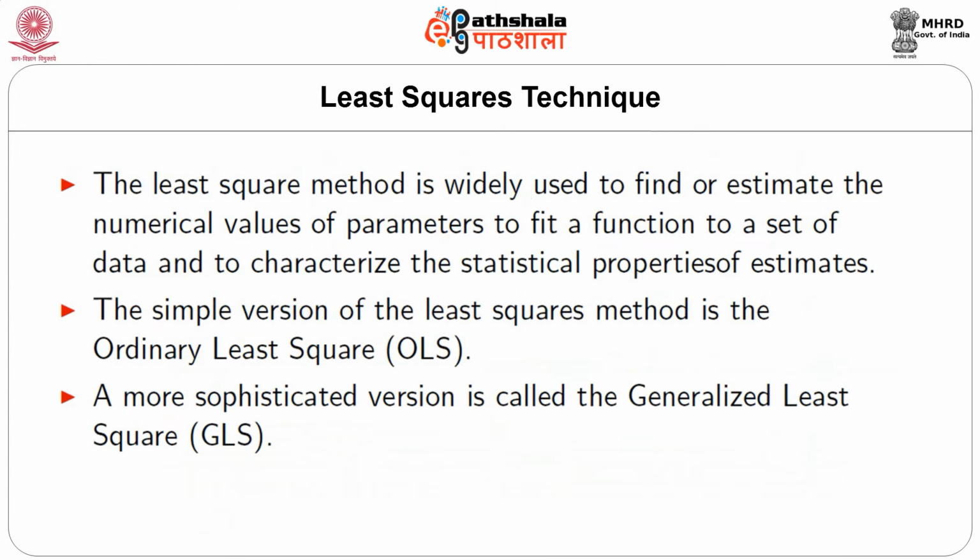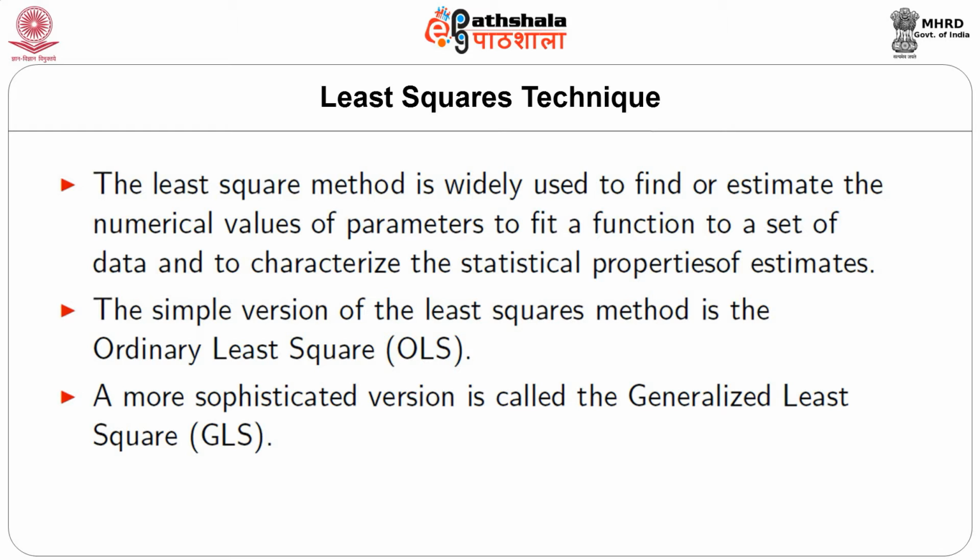The least square method is widely used to find the estimate of the numerical values of parameter to fit a function of set of data and to characterize the statistical properties of the estimates. The properties are such as consistency and asymptotic normality. The simple version of the least square method is the ordinary least square method, or better known as the OLS method. Most commonly used OLS is when all the assumptions of linear regression are met.